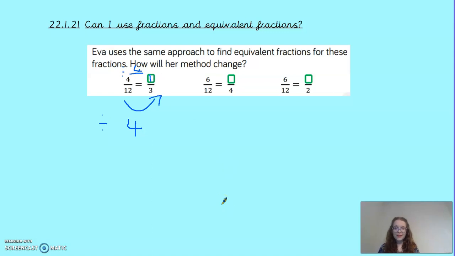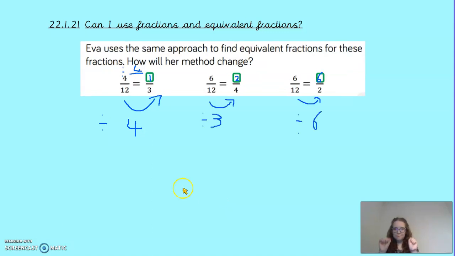Okay, pause me here. Have a go at 6 over 12 becomes over 4. And 6 over 12 becomes over 2. Remember, whatever we had to do to the denominator, we have to do exactly the same to the numerator. Well done, guys. Pause me and have a go. Bing! Here are my answers. Have you got the same? Did you spot that it was dividing it by 3 here and then dividing it by 6?